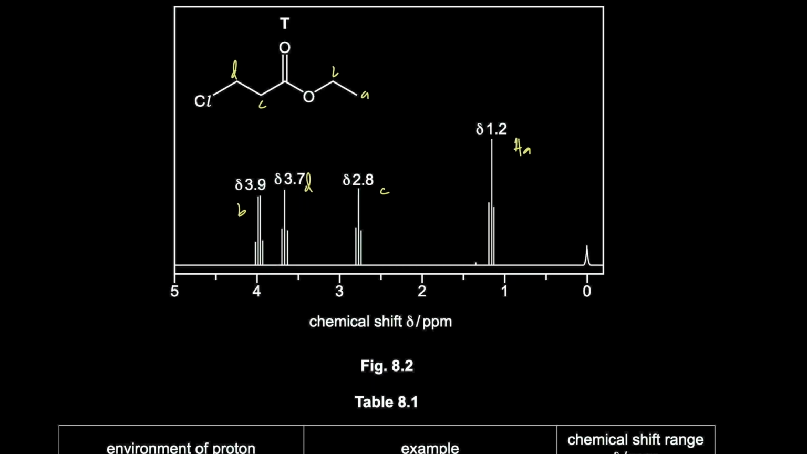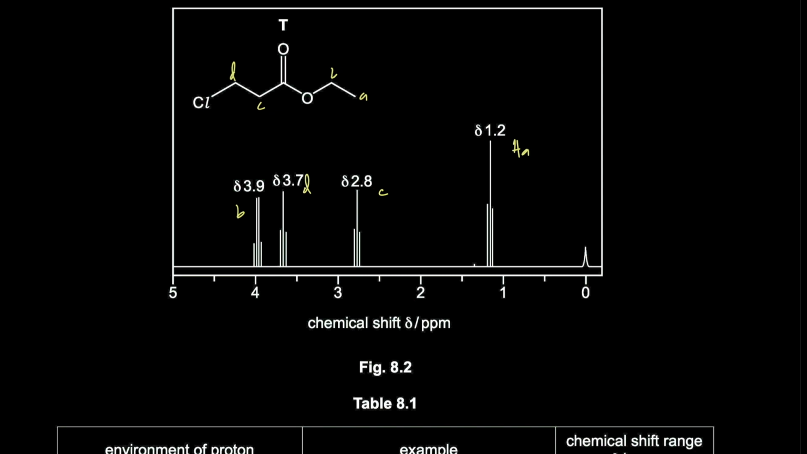Okay, and over here you can see the splitting pattern. For C and D, we have 2 triplets. Whenever you see a triplet and a quartet, we know we have a CH3, CH2. Why? Because the CH3, in this case proton A, is split into 3 by the neighboring 2, and the CH2 over here is split into 4 by the neighboring 3.